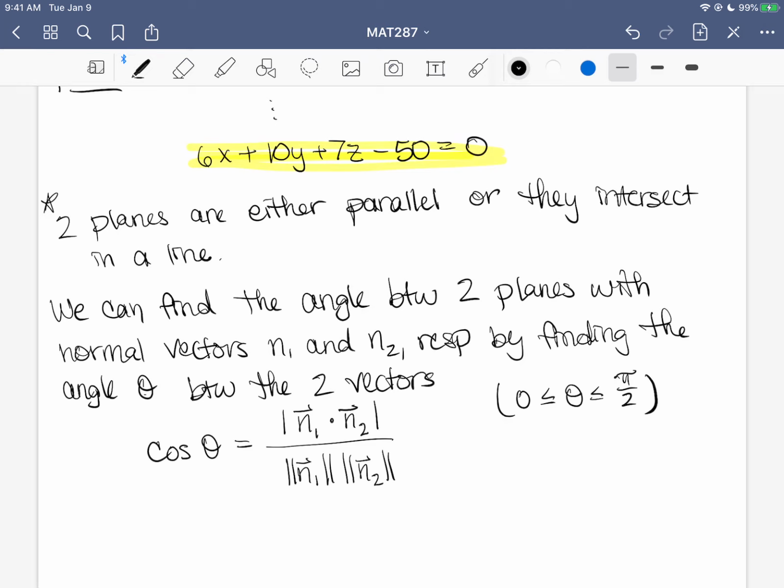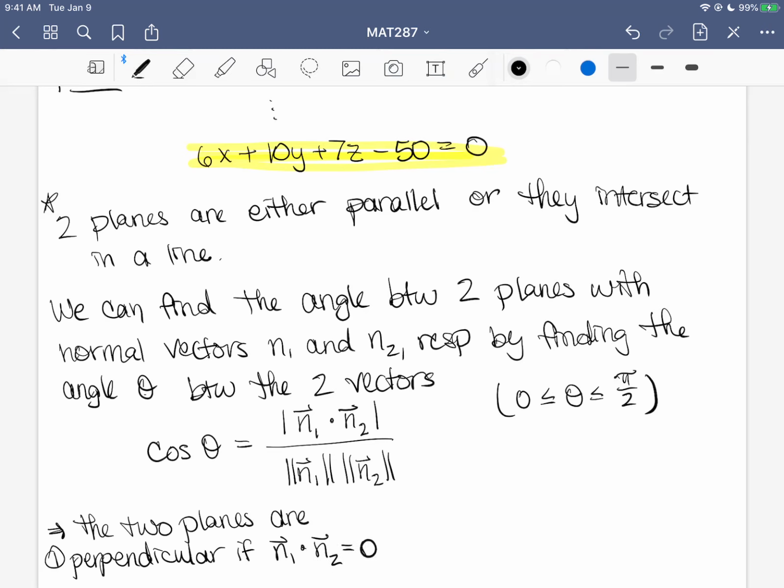All right, so what does that mean? The two planes are going to be perpendicular if what happens? Well, they're perpendicular if that angle theta is 90 degrees. And we've talked about that happens when that dot product on top, n1 dotted with n2, is 0.